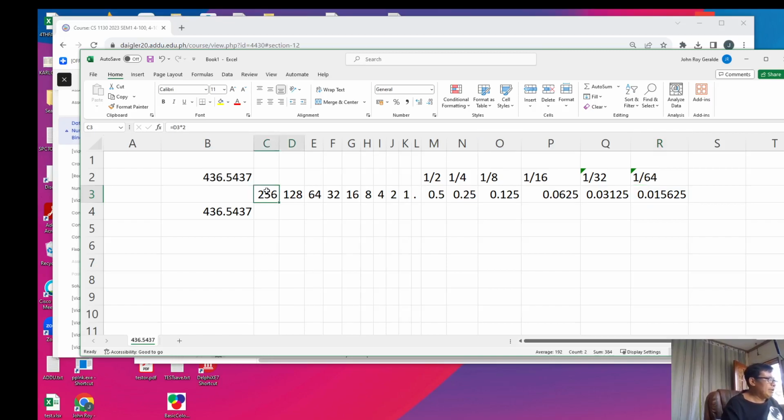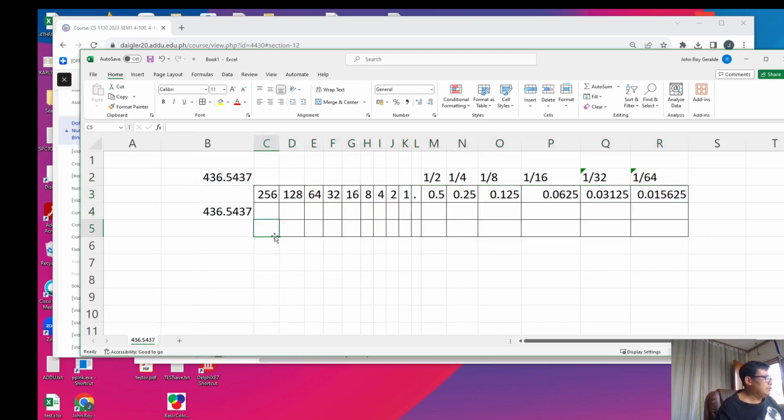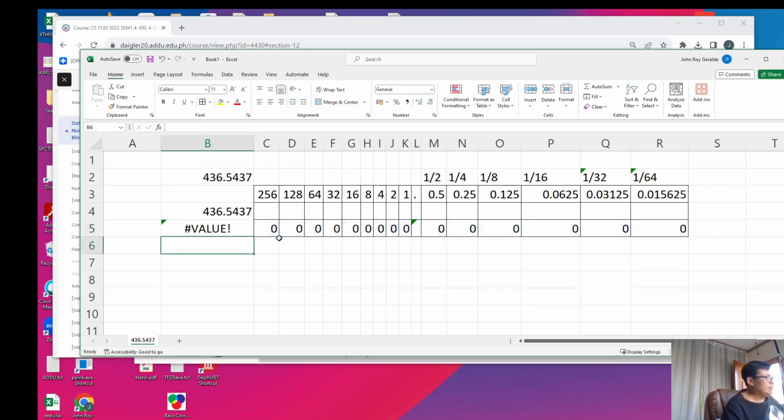Okay. So we use the same table. We only take note of the position of the decimal point. So equals this times the place value, and we copy this so that we can have the different place values, and then we sum. Because there's a vacant space here, we just delete that. Okay, that will be our decimal point.